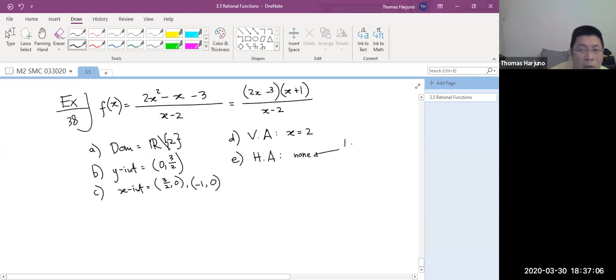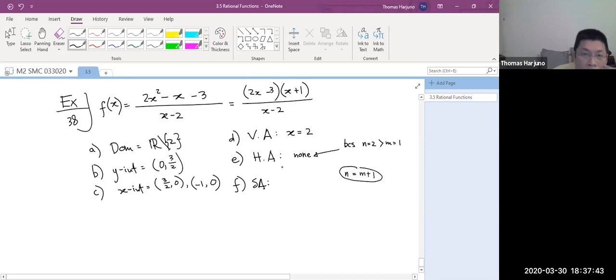Because n, which is 2, is greater than m, which is 1. The degree on the top is more than the degree at the bottom, so there's no horizontal asymptote. But because the degree on the top is exactly 1 more than the degree of the denominator, we must have a slant asymptote. Notice that the degree on the top, which is 2, is equal to the degree of the bottom plus 1.